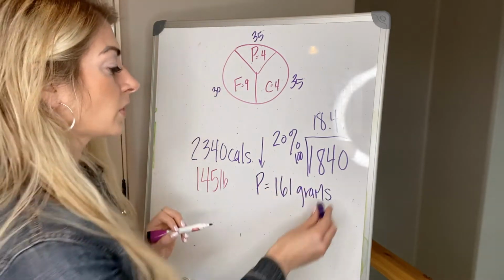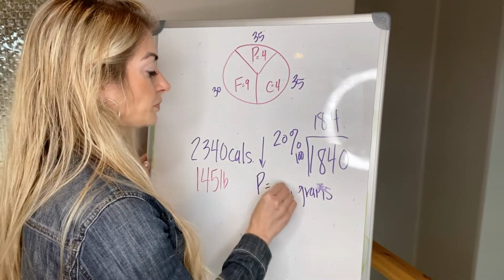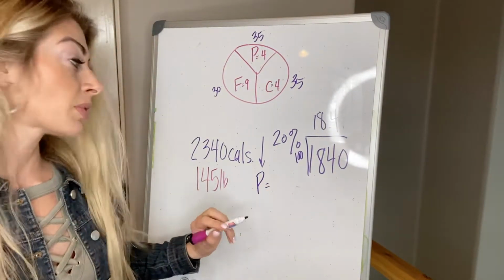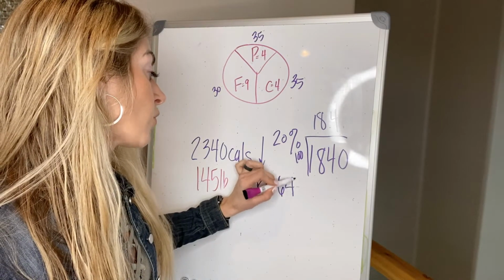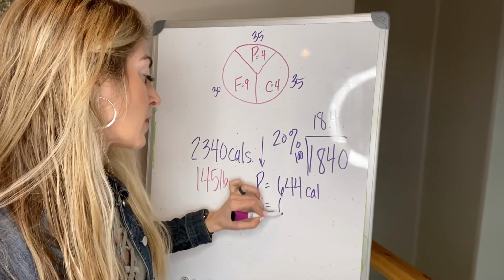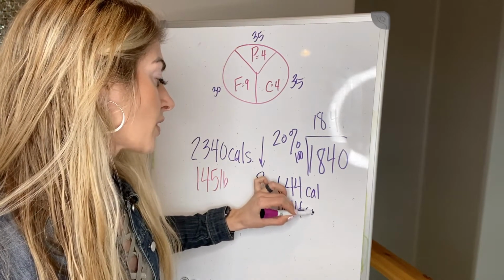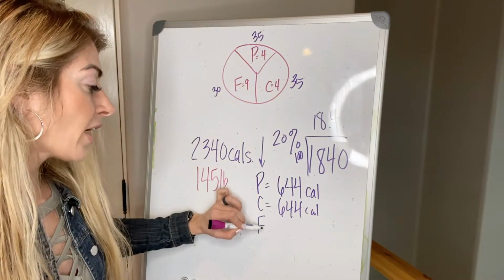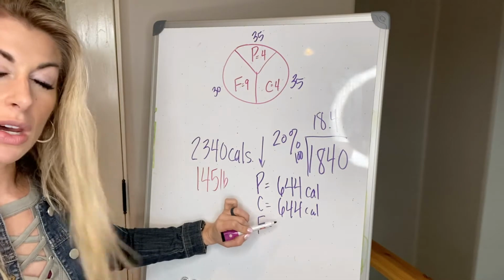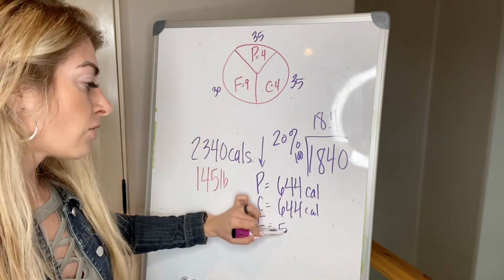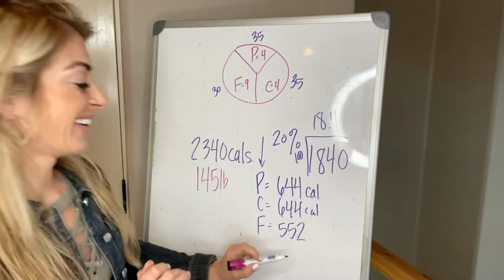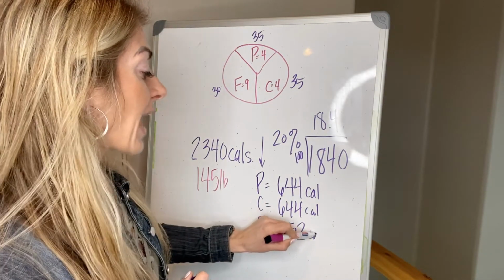Okay. Well, let me take you to calories first. So my protein is going to be 644 calories. Same thing with my carbs, 644 calories. And then my fats at 30% right here, they're going to be 552, I believe. Okay, and that's calories, okay?